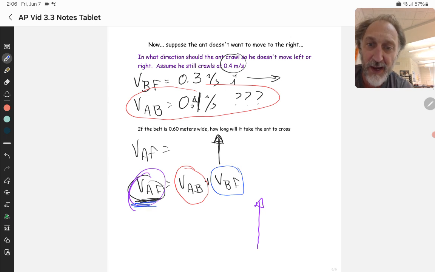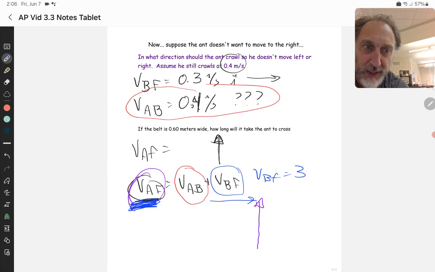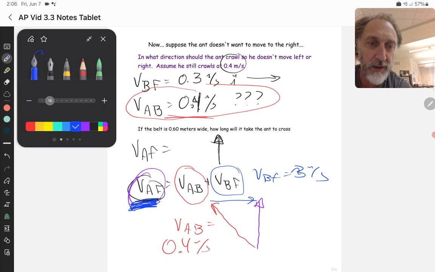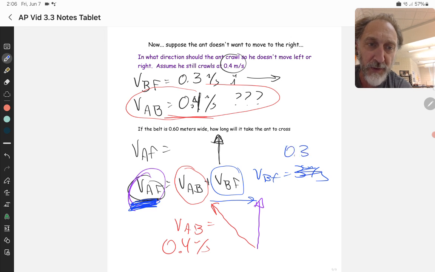And since this guy has to be head to head at one end and tail to tail at the other, here's my VBF. VBF equals 0.3 meters a second, which means the red one, the missing 0.4, must be this way because the red and the blue have to be head to tail. So VAB is 0.4 meters a second. And this was supposed to be 0.3 meters a second, right?